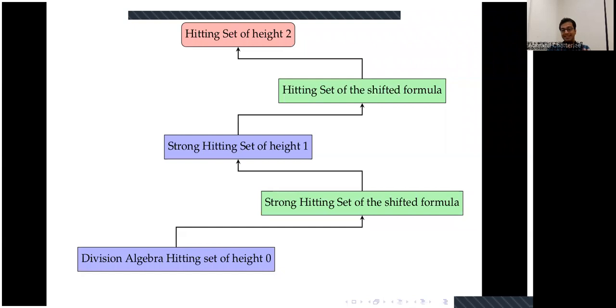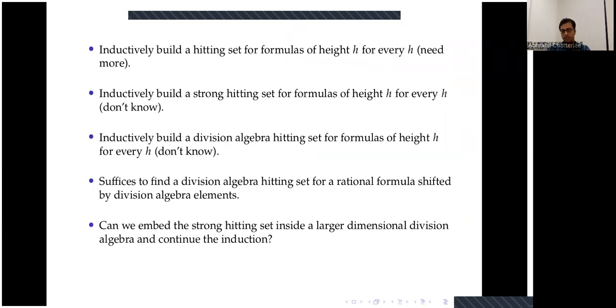We know that the entry is invertible. It is a strong hitting set, but we don't know whether it is inside a division algebra or not. If we can ensure that it is inside a division algebra, then we can just continue the induction and our technique can be extended for any constant inversion height. Let me finish by stating this open problem: can you come up with a hitting set for rational formulas of arbitrary inversion height? Thank you.